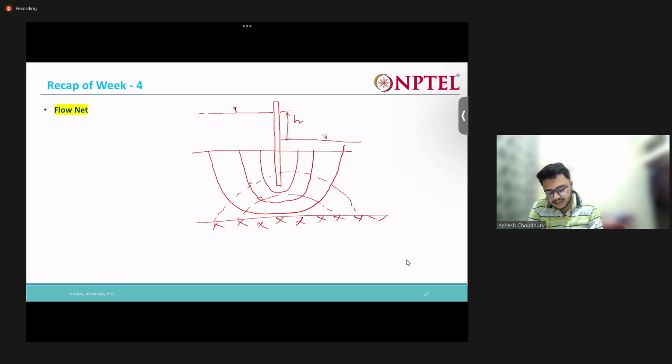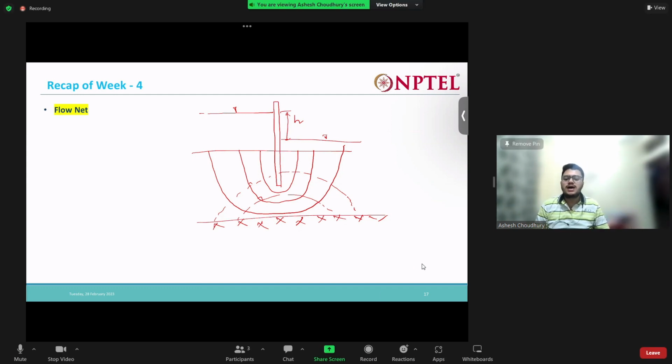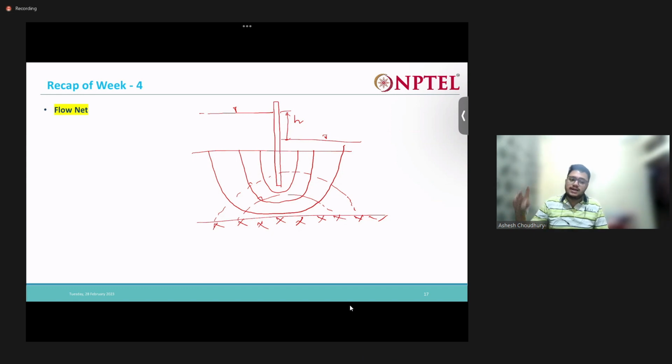So this is the actual structure which has been constructed. Now it has been asked to you, how can we calculate the seepage flow that is occurring across the sheet pile, right? So how to calculate? What we do is that we draw this sheet pile, everything, in a particular scale. We scale it down, and using a particular scale we draw it on a piece of paper.